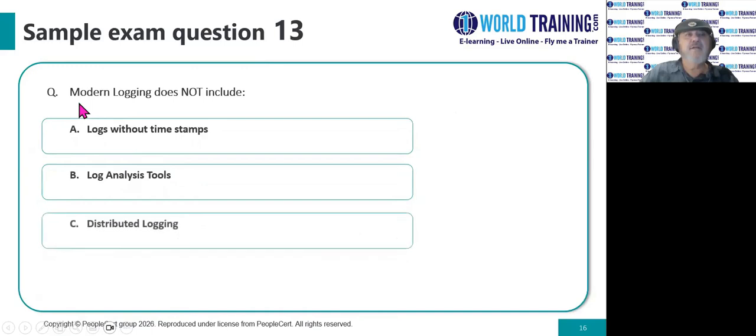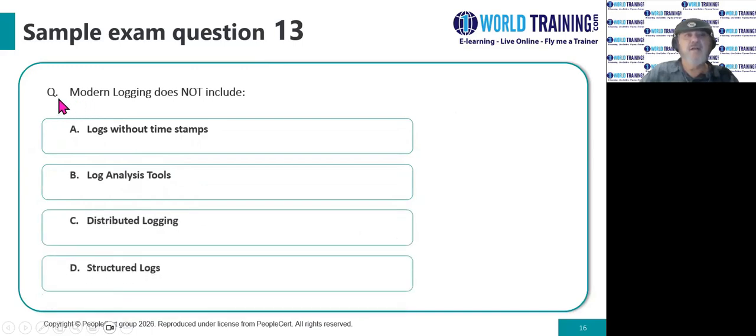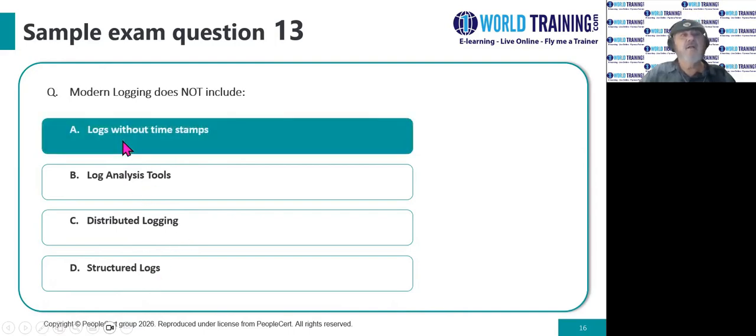Question 13. Modern logging does not include logging without timestamps. That's a good answer. Log analysis, yes, it does. Distributed logging, yes, it does. Structured logging. So A is the best answer. Logs without timestamps.